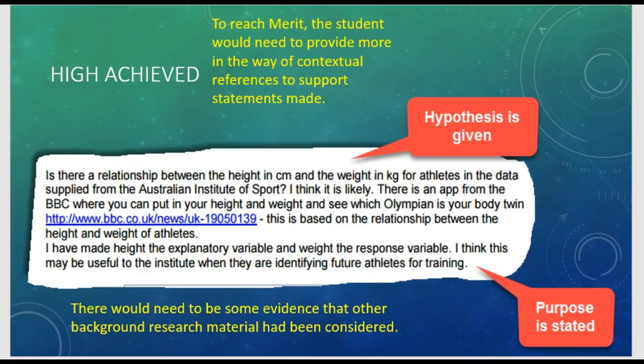High achieved, hypothesis is given, purpose stated. To reach merit from here, the student would need to provide more in the way of contextual references to support statements made. Always there should be evidence, which is possibly not required at this stage, but at a later stage, evidence-based statements are required to get better grades.